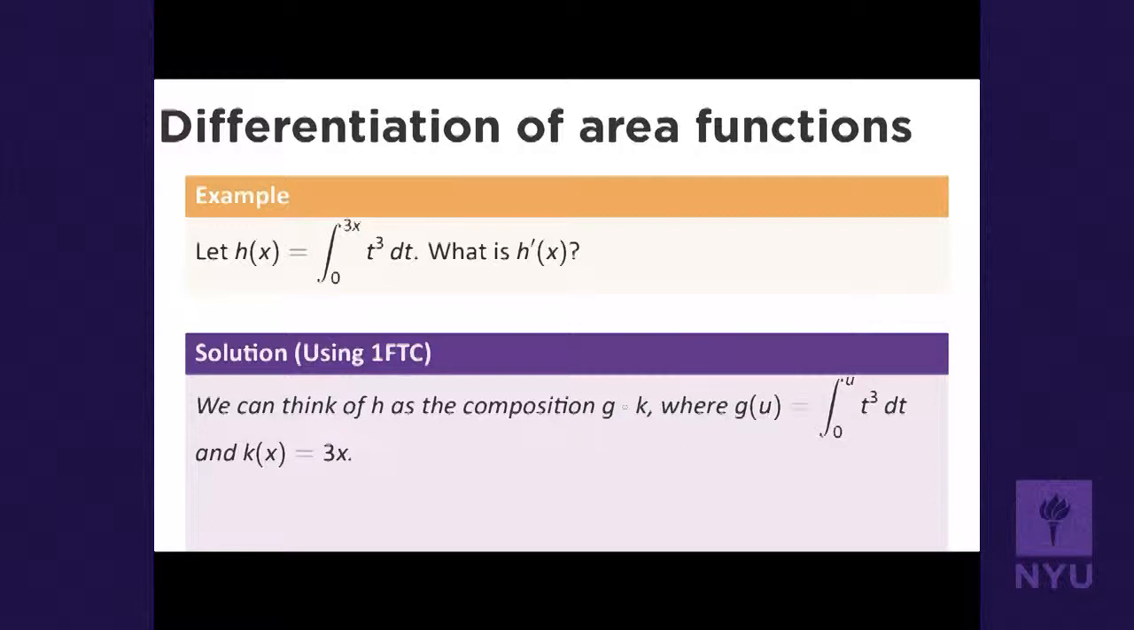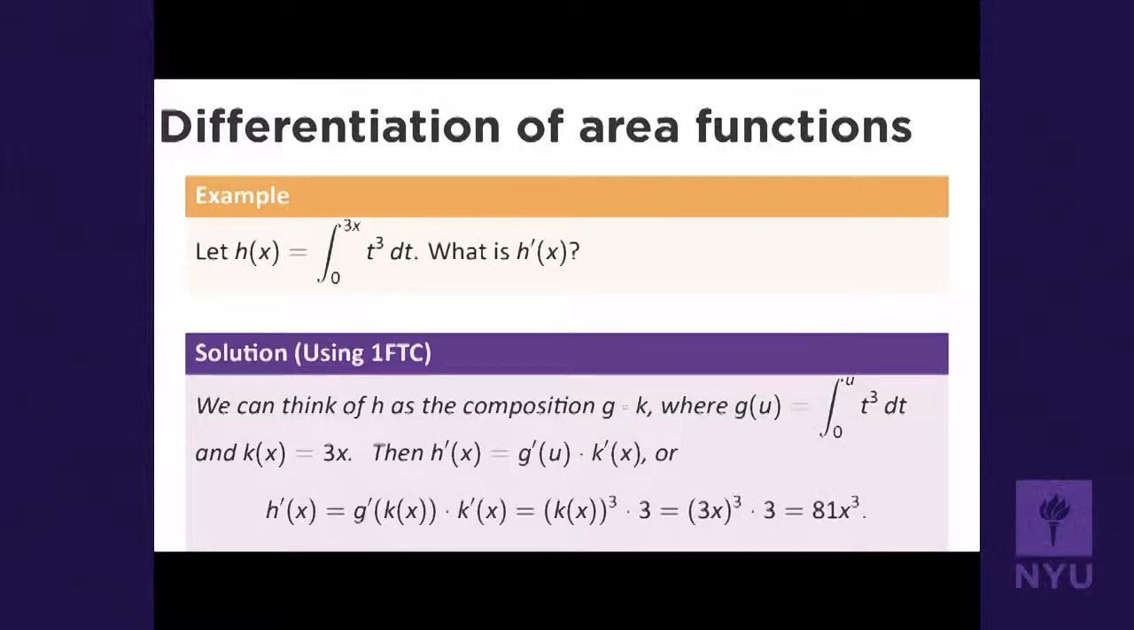We can think about this function as the composition of two functions, g and k, where g is integrate up to u of that cubic function, t cubed dt, and k of x is 3x. So one of the functions is integrate, and the other function is multiply by 3. And when you have two functions in composition, the derivative of the composition is the product of those derivatives. So h prime of x should be g prime of u times k prime of x, because h is the composition of g with k.